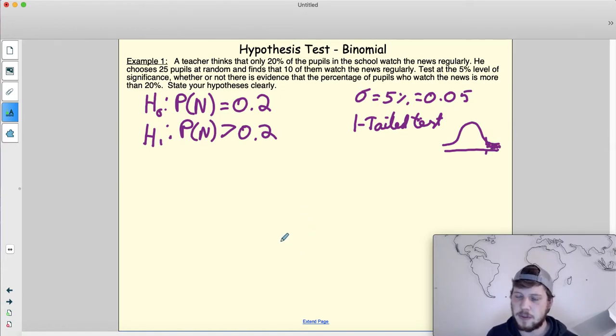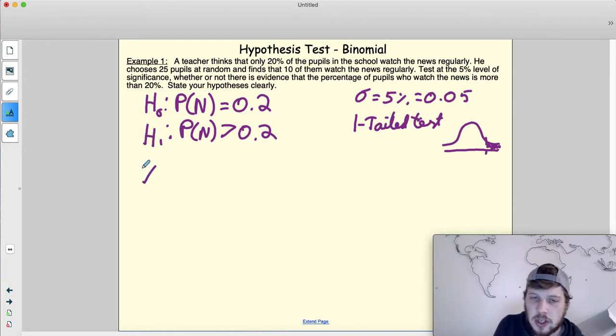Okay, so before I conduct this test, I want to think about what it is that I'm actually trying to define. In terms of this scenario, I'm trying to see if 10 people is less likely than 5% to happen, given that we would only expect 25 pupils and 20% would be 5. So we would expect 5 people to watch the news from this teacher. However, we found out that 10 people did. So I want to know, is that a less than 5% chance of happening?